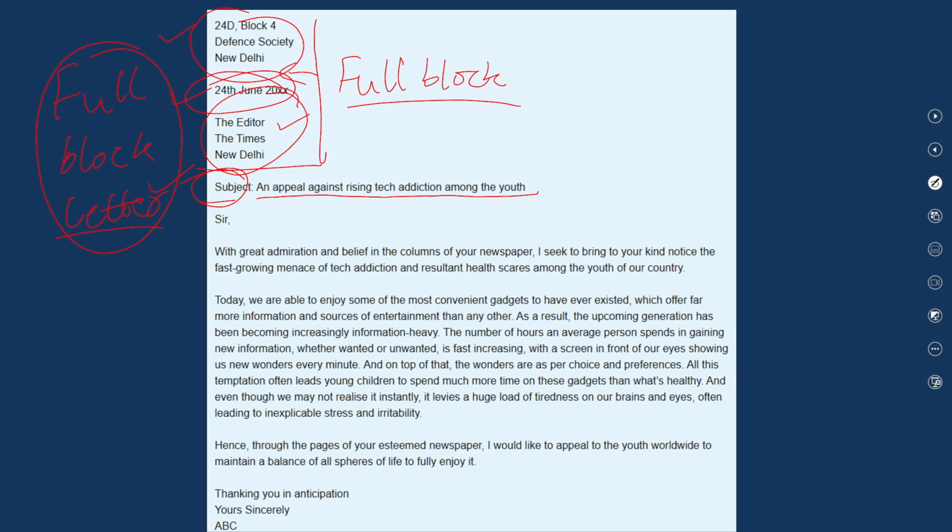So, for example, you are writing a letter to the editor of a newspaper, then you're going to say that I am writing this letter. It is an appeal against rising tech addiction among the youth. So this will be published in the newspaper, everybody will read it, and you can give your message to the masses. Here is the salutation, or you can say, respected sir, followed by a comma. And then you can begin the letter right under that after leaving a line.